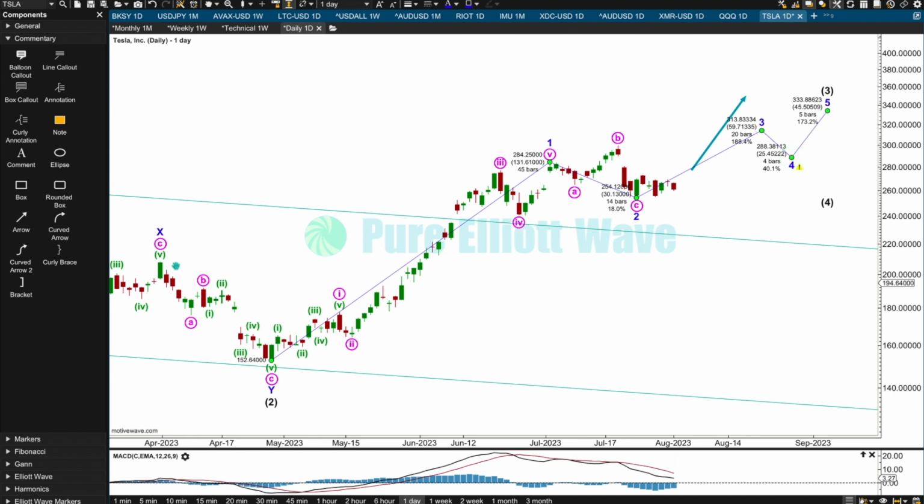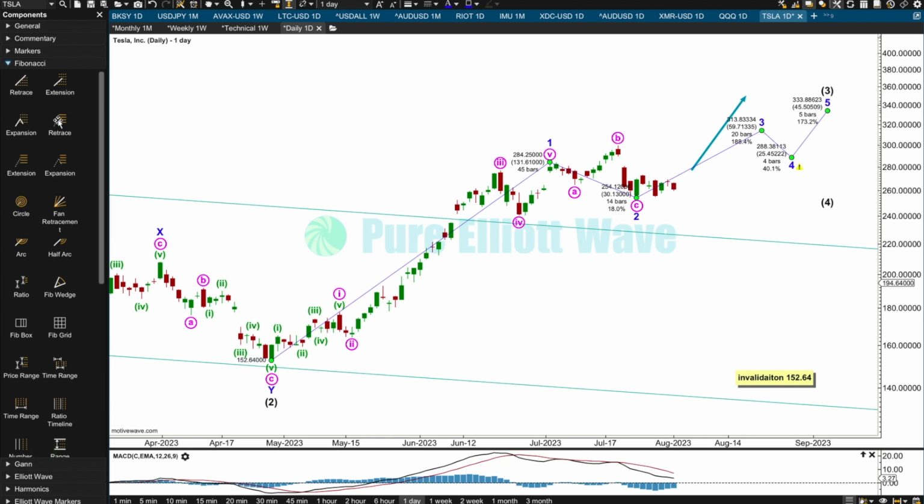But for the short term now, the invalidation point is down here, 152.64. Minor 2 might not be over. That does look rather brief and shallow. So this could just be wave A or wave W of a combination double flat or a flat correction. So let's pull a Fibonacci retracement in here.